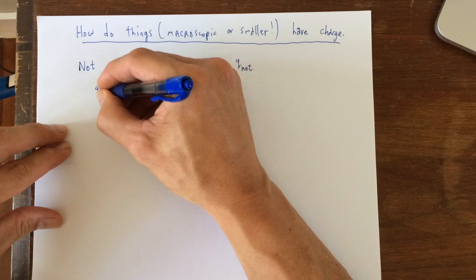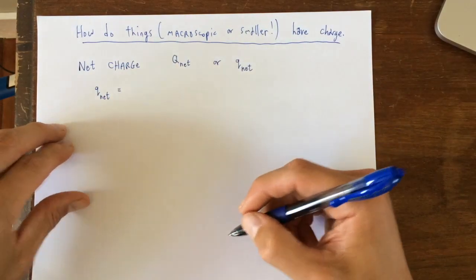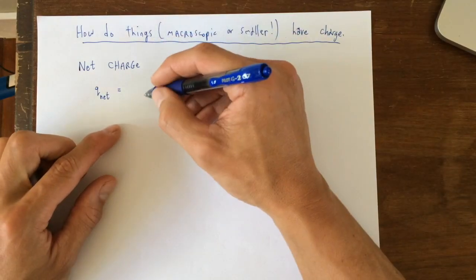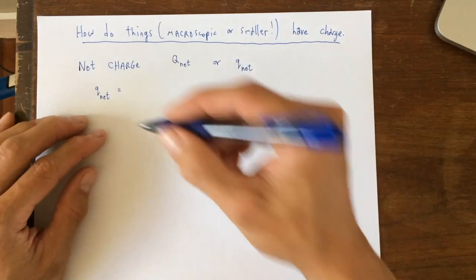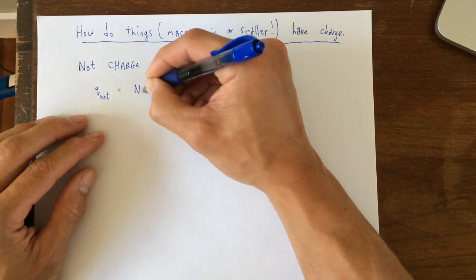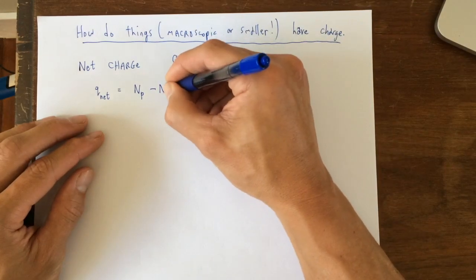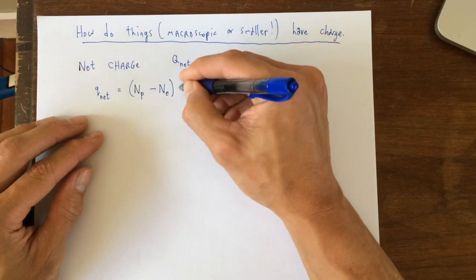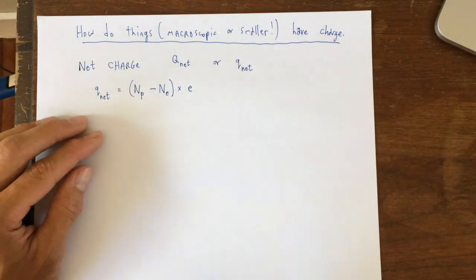But the idea of the net charge is it's equal to. So you pick your thing, or your object whose charge you want to talk about, and you count up the number of protons, subtract off the number of electrons, and then multiply by the fundamental charge of the protons and the electrons.